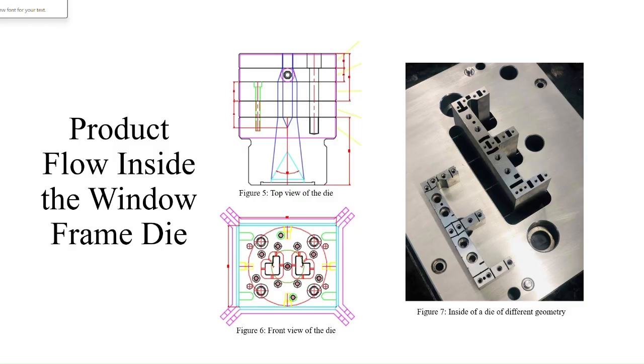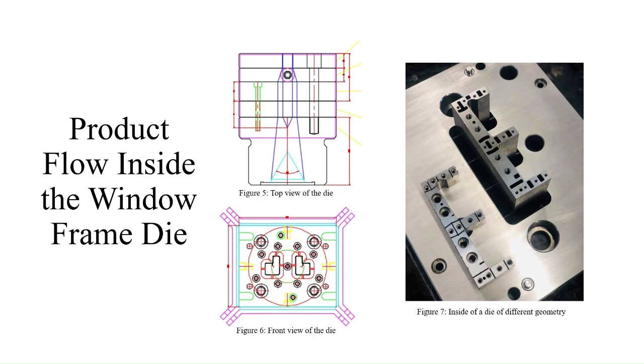Moving on to the extrusion die geometry, which is shown in this slide, the die consists of several internal flow channels and mandrels. The mandrels are responsible for forming the internal hollow sections of the window frame. They are fixed inside the die and must be mechanically strong enough to withstand high pressure and temperature during extrusion. At the same time, their position directly affects material flow distribution.